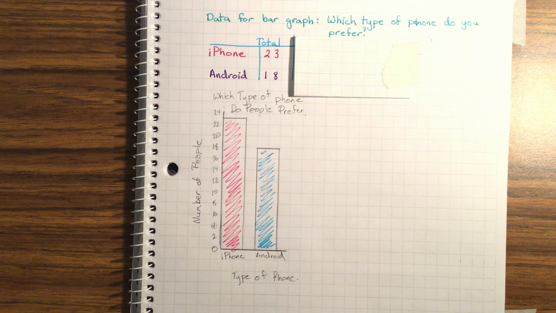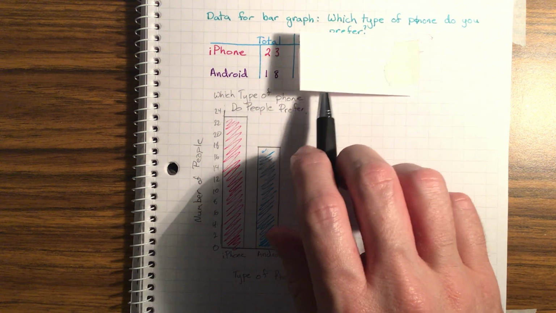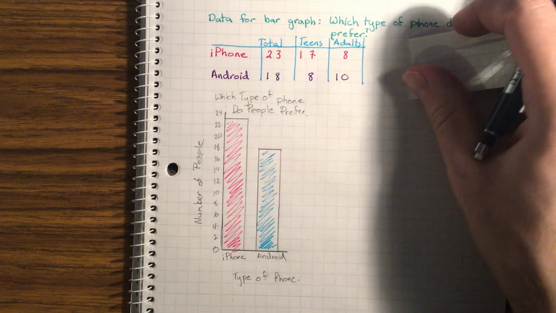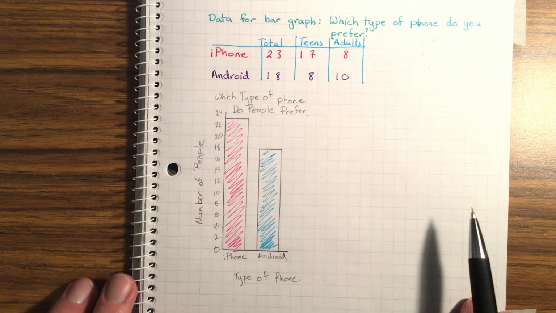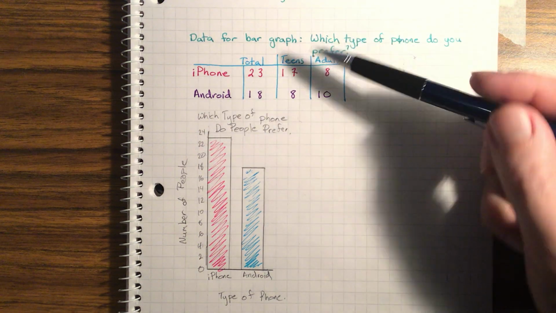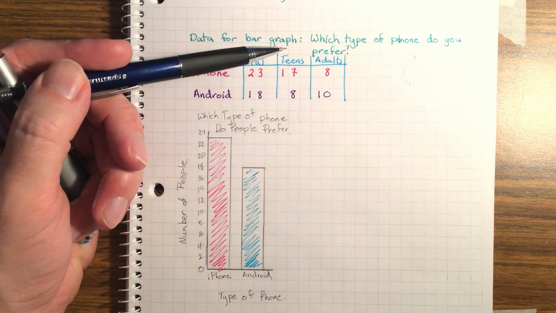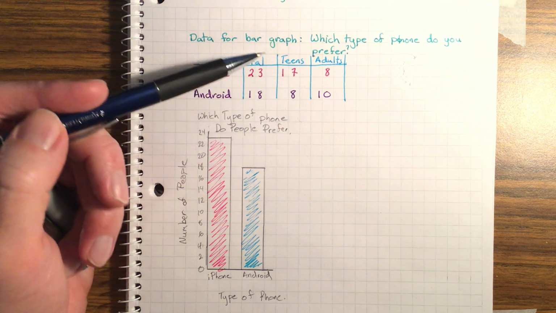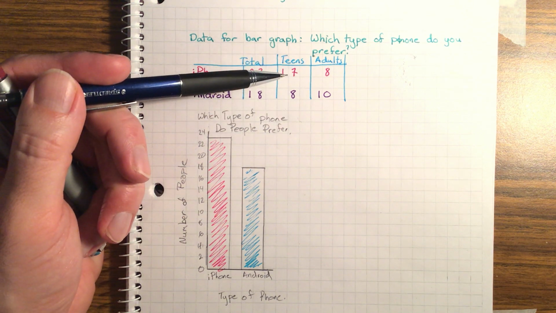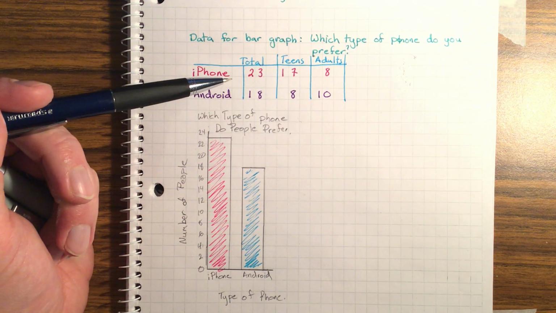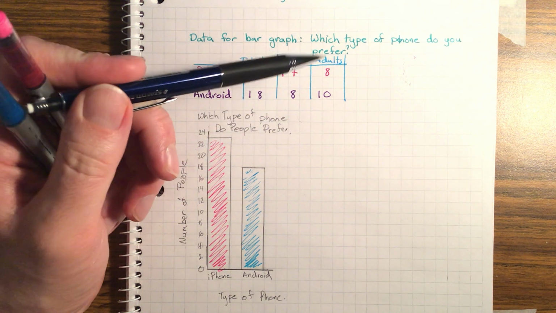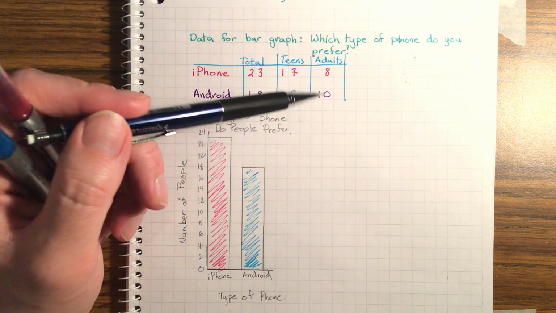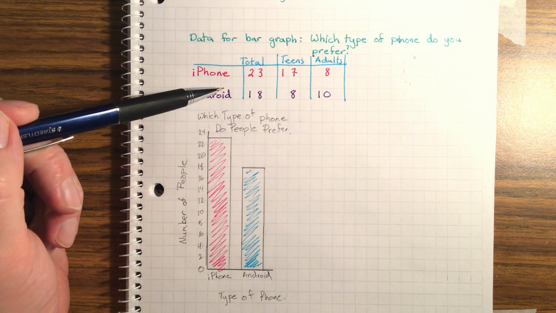A bar graph is good for representing totals. But now, I can break down those totals into different groups. If you look, I've broken those totals down into 2 groups. Teens and adults. So for teens, 17 teens chose iPhone and 8 teens chose Android. For adults, 8 adults chose iPhone, 10 adults chose Android.